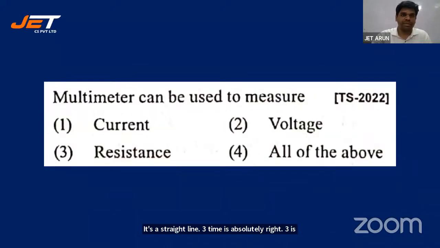Look at the next one. A multimeter can be used to measure current, voltage, resistance, or all of the above. A multimeter, as the name suggests, it's a multimeter.